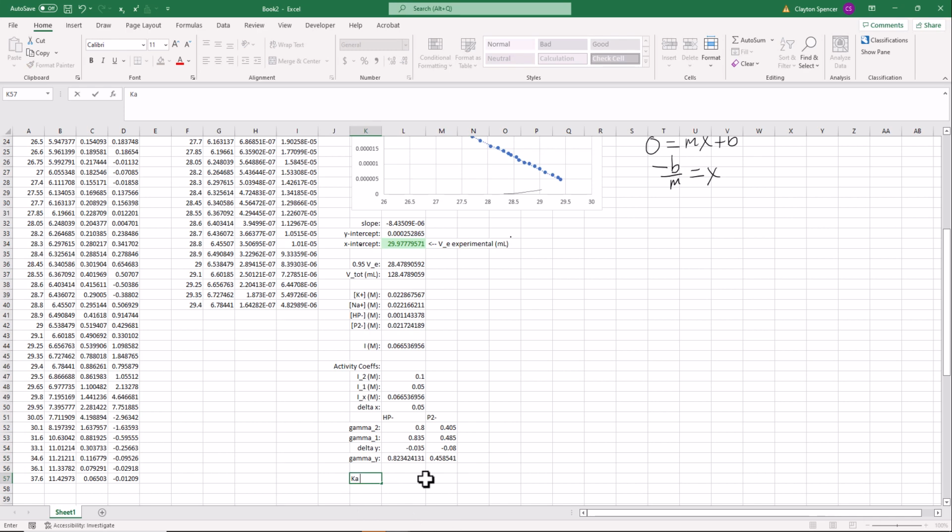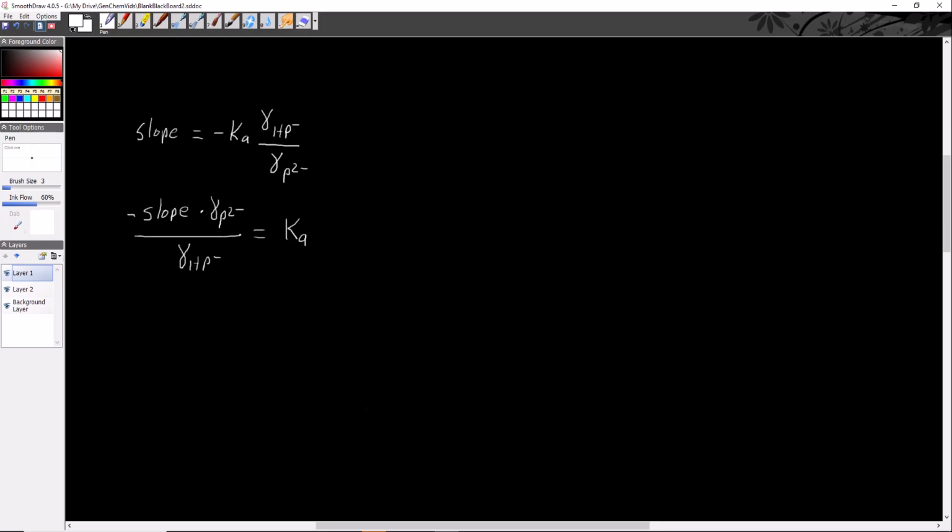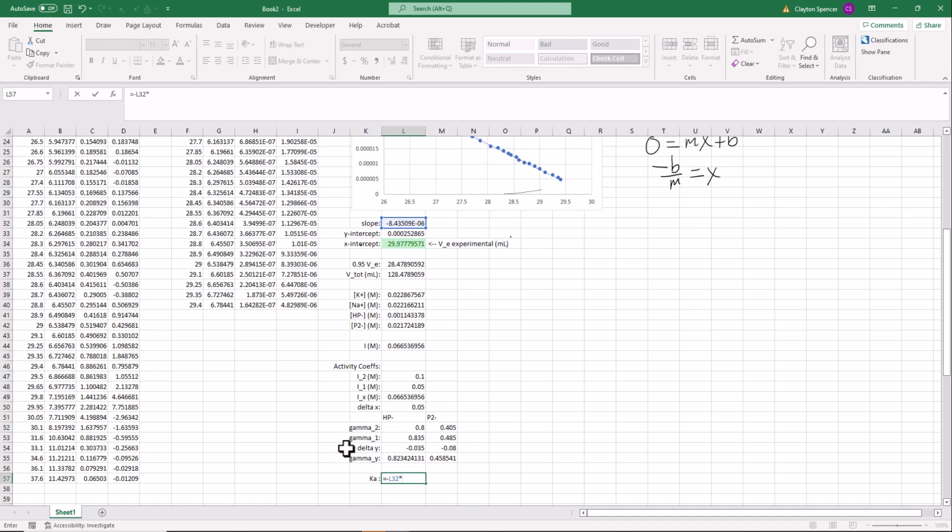Remember, Ka's equilibrium constants are unitless, so we don't need to type a unit for that. Okay, so what is that equal to? Again, that's equal to the negative of the slope. What's the slope? It's up here, so this number, negative of that, times the gamma for the P2 minus. Here's our P2 minus column, it's that number. And we're going to divide by the gamma for the HP minus, that's that number right there.